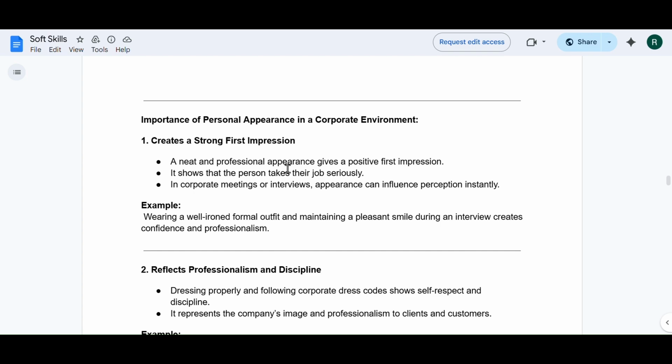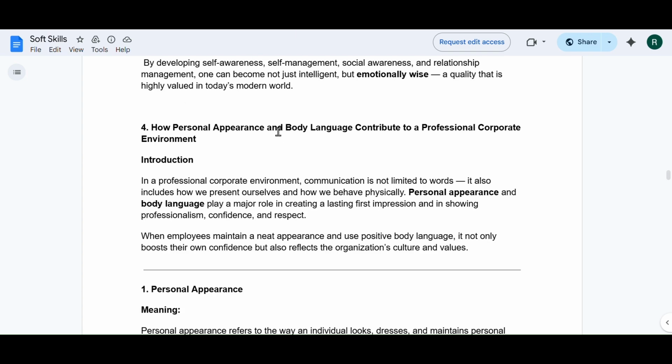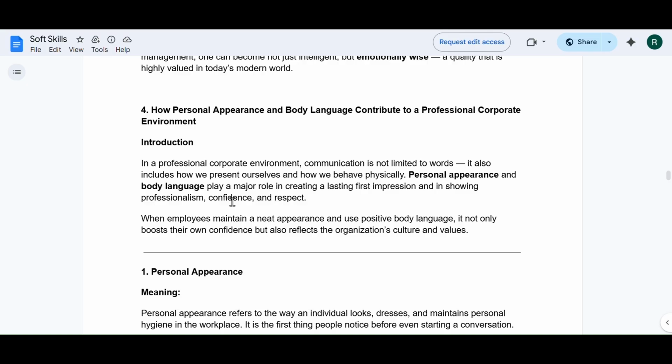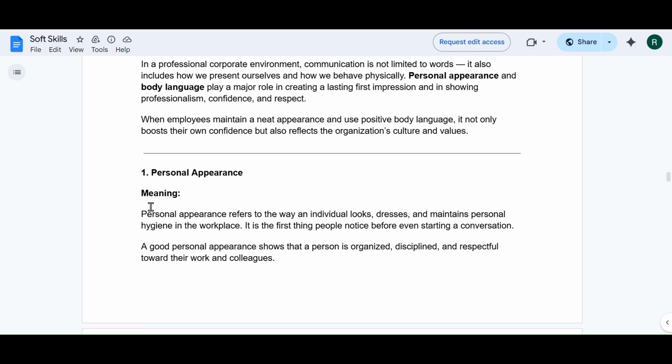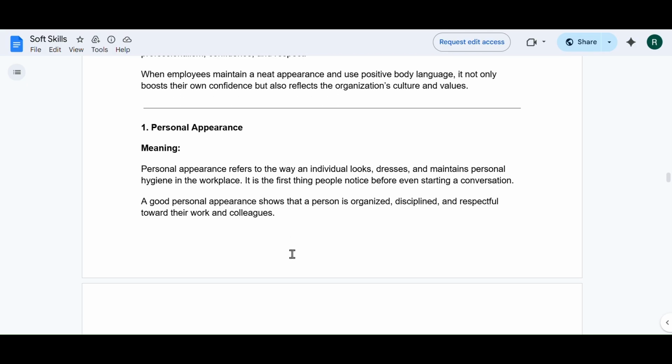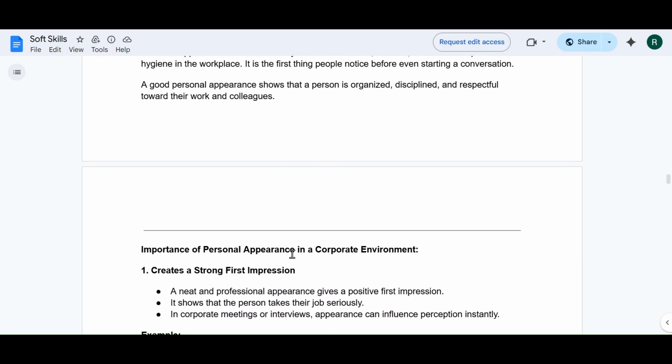And let us discuss the next question: how personal appearance and body language contribute to a professional corporate environment. This question is to explain how our body language and appearance help contribute to a professional environment. First, let us discuss what is meant by personal appearance. Personal appearance refers to an individual's looks, dressing sense, or maintaining hygiene in the workplace. All these are known as personal appearance. This is the first thing people notice before any conversation starts. A good personal appearance shows that a person is organized, disciplined, and respectful towards their work and towards their colleagues also. So this is the simple meaning of personal appearance.